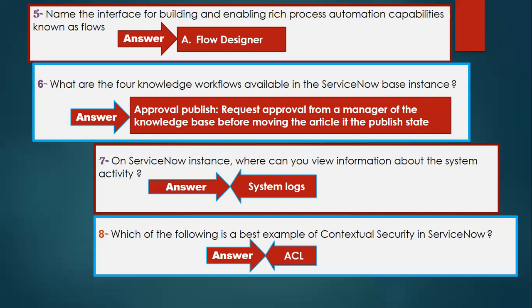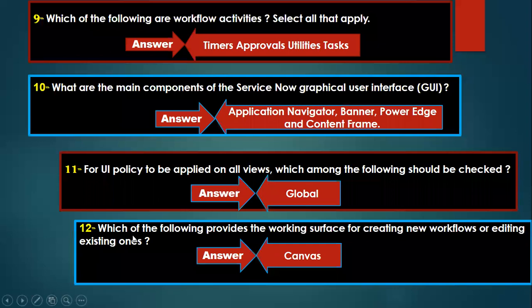Which of the following is a best example of contextual security in ServiceNow? It's pretty simple: ACLs, access control lists. Moving toward question number 9.